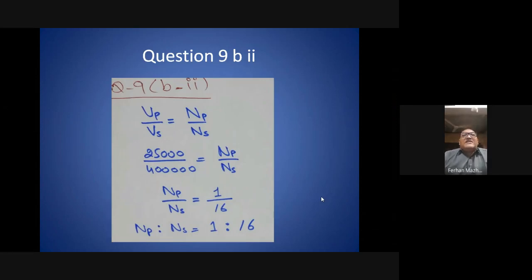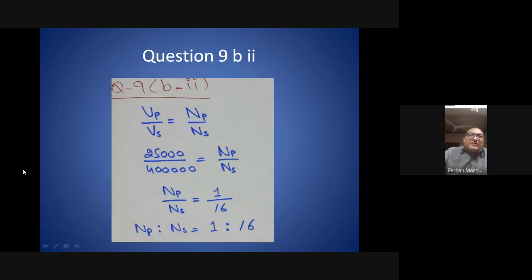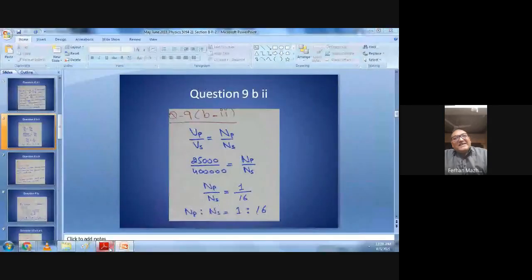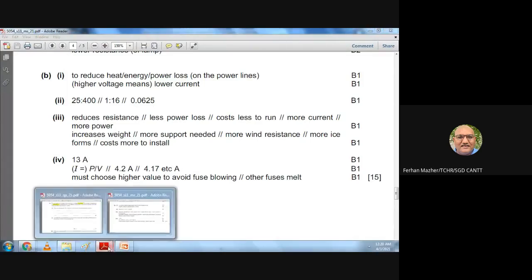So Np by Ns, if you do this on the calculator, 25,000 divided by 400,000 and write the answer in fraction form, you will get 1 by 16. So Np ratio Ns is 1 ratio 16. Let me check the marking scheme, and the marking scheme says 1 ratio 16. So our answer is right. I hope you have understood. Let's move to the next part.